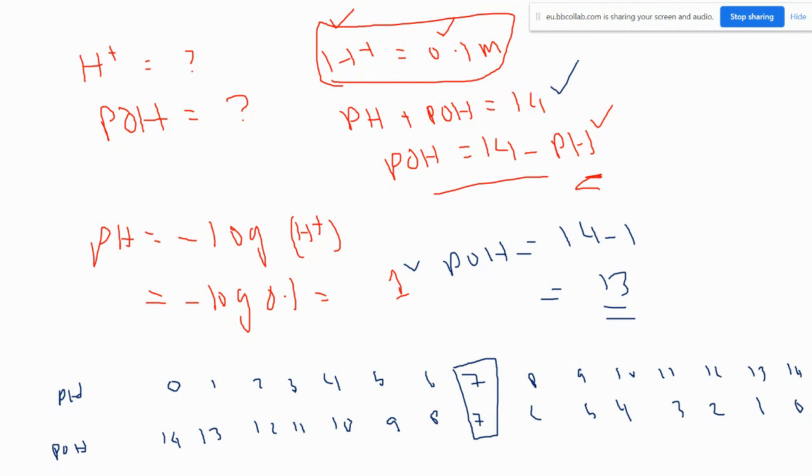Now we have another question. We have a special name for pH 7 or pOH 7. This is called neutral. Neutral means H positive is equal to OH negative, or pH is equal to pOH. This is neutral.